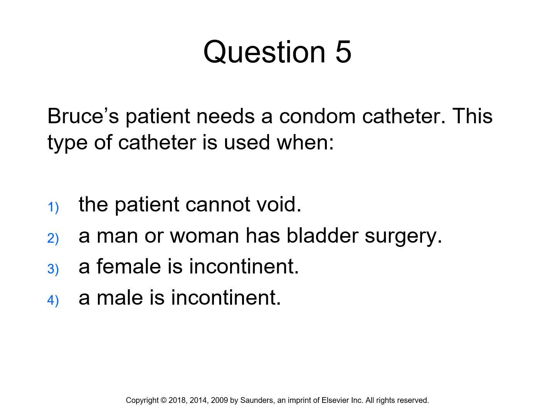So, last question, guys. Let's do it. Bruce's patient needs a condom catheter. This type of catheter is used when? The correct answer is in an incontinent male. Number 4, a male is incontinent.